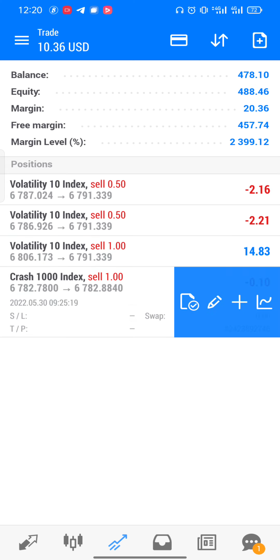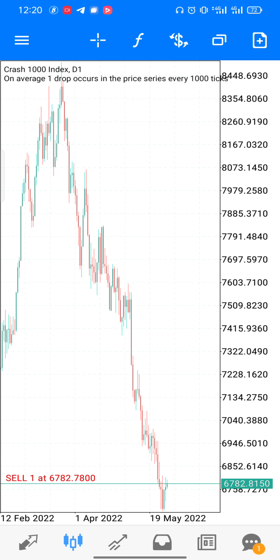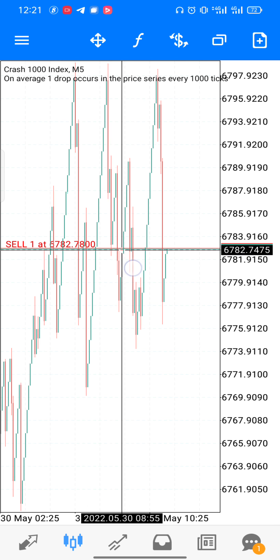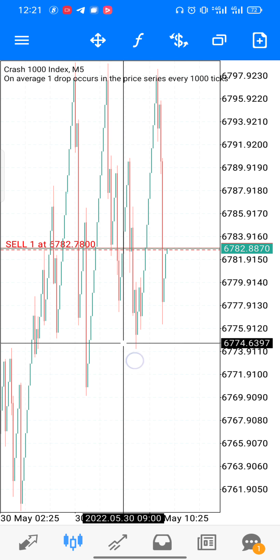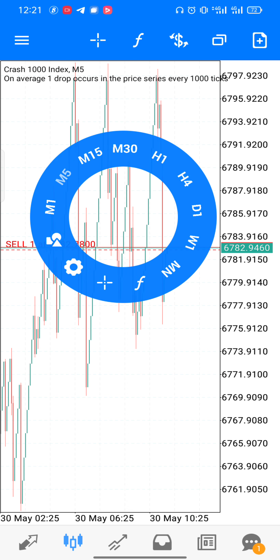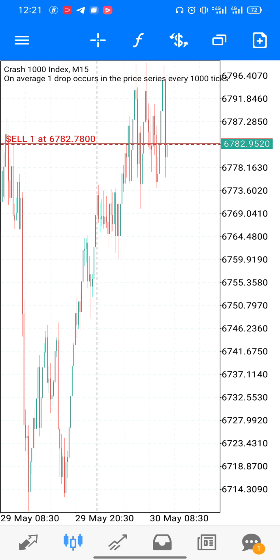Then the Crash 500 index. I'm going to explain why I took this trade. I sold it at this point, and the trade spiked down, giving me about $12 profit, but then moved up again. But I'm very certain that the downtrend is going to continue.